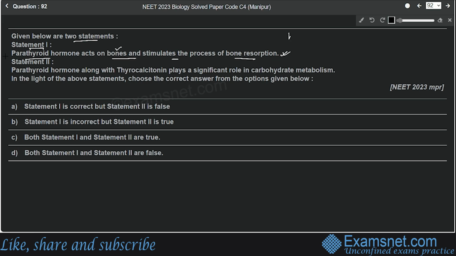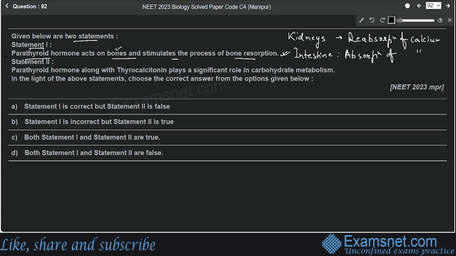In addition, it also acts on kidneys. It acts on kidneys and stimulates the reabsorption of calcium here. Then it also acts on intestines. Here also it enhances the absorption of dietary calcium. So all these actions increase the blood calcium level.